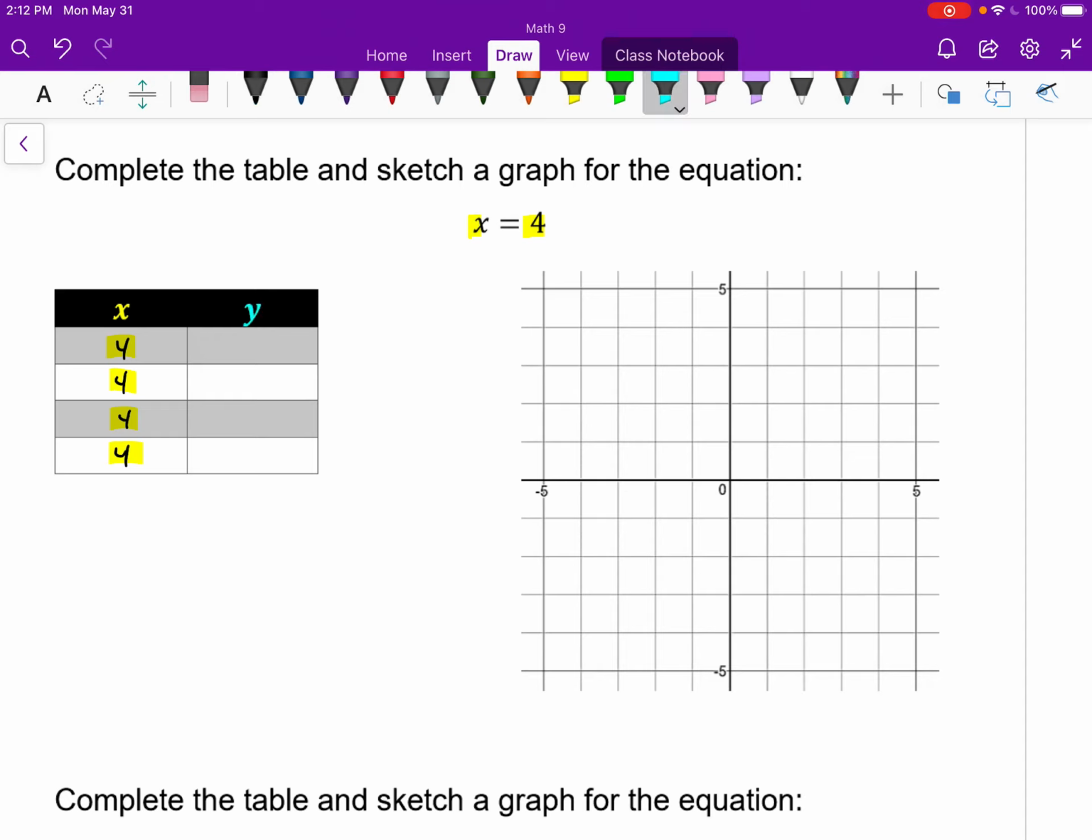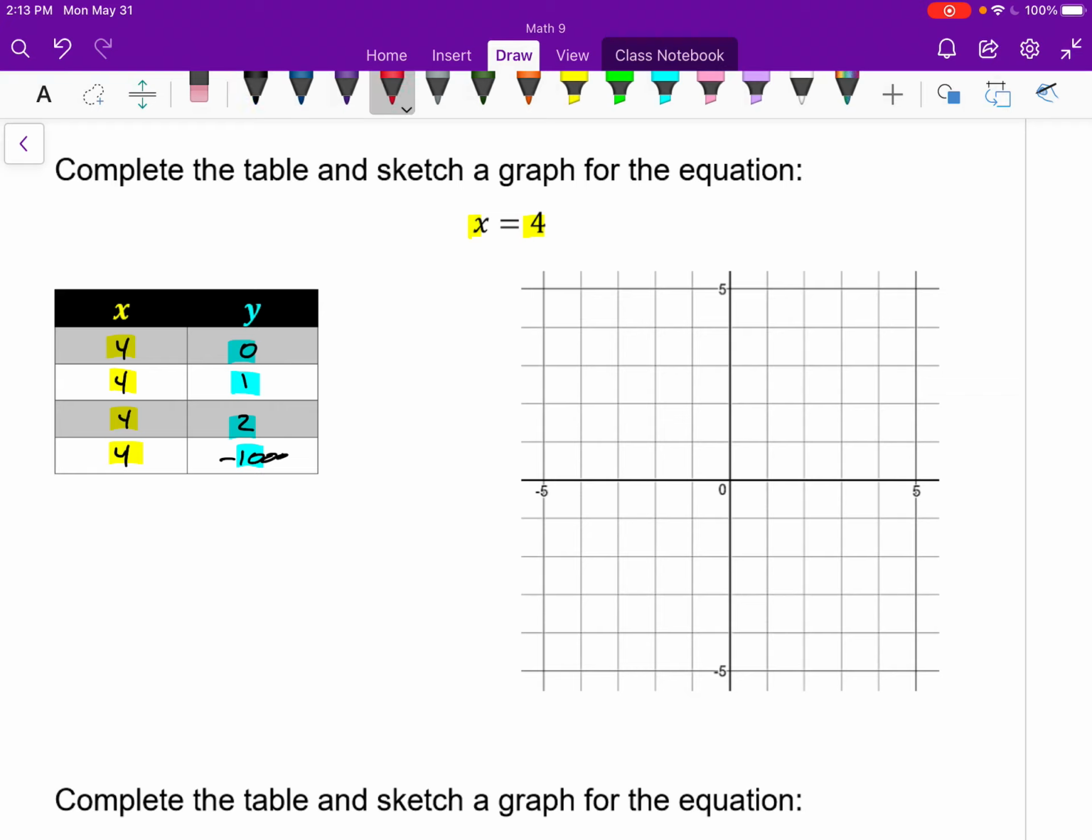So a good question is, well, what's y? Well, there's no y in the equation, which means y can be anything. y can be 0, 1, 2, negative 1,000. It can be anything. So what does this look like if x equals 4? Again, the equation x equals 4 is a very simple equation, but what does it look like?